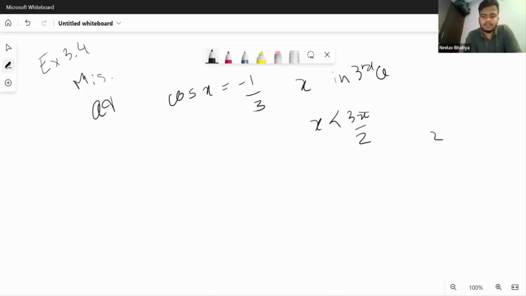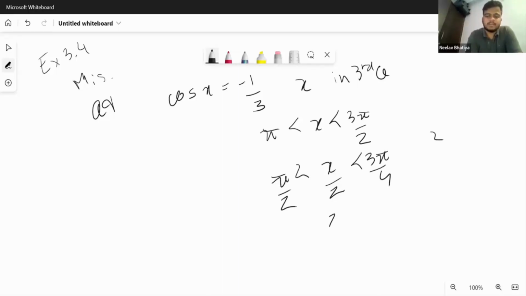I know that x is in the third quadrant. So x is less than 3 pi by 2 and x is greater than pi. So x by 2 is less than 3 pi by 4 but greater than pi by 2. So x by 2 is in the second quadrant. Answer is going to be negative, because cos is negative in the second quadrant as well. So just so we know that now.